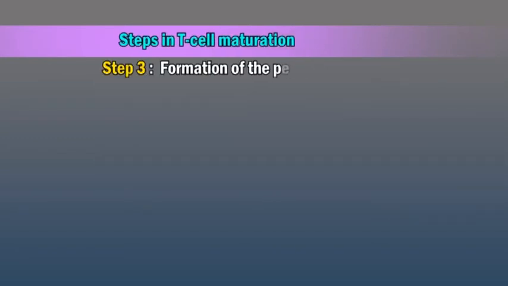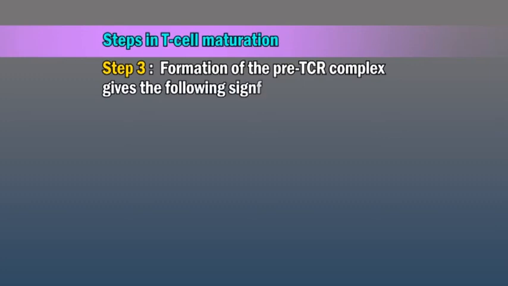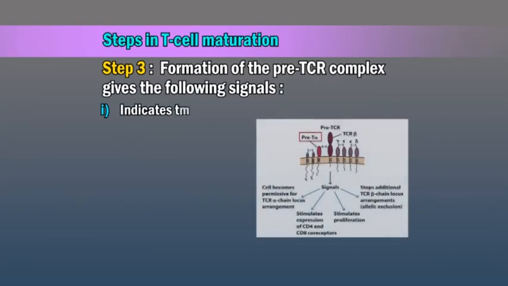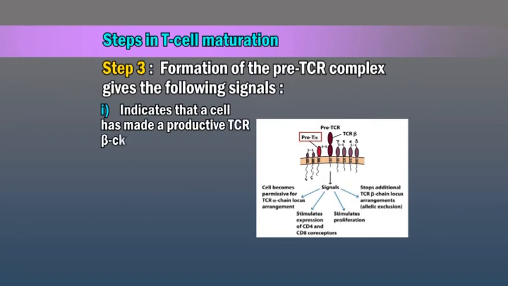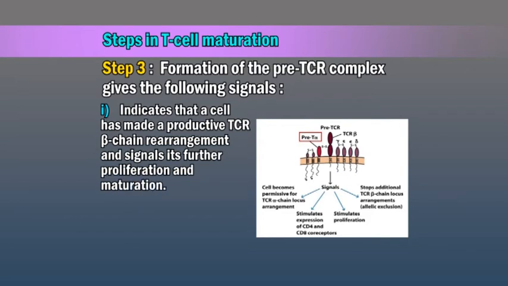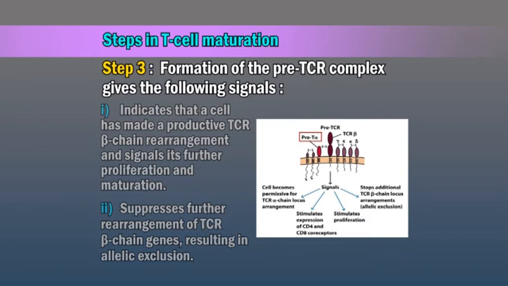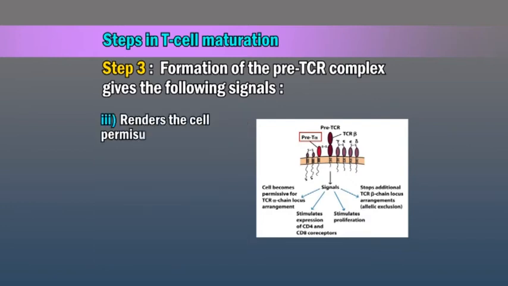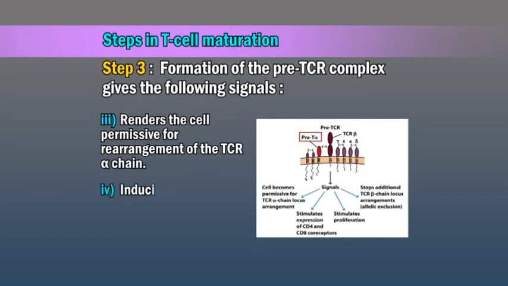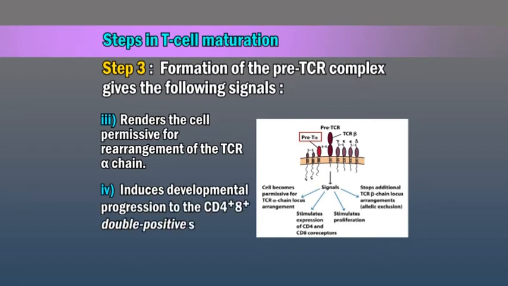Step 3. Formation of the pre-TCR complex gives the following signals. It indicates that a cell has made a productive TCR beta chain rearrangement and signals its further proliferation and maturation. It suppresses further rearrangement of TCR beta chain genes, resulting in allelic exclusion. It renders the cell permissive for rearrangement of the TCR alpha chain. It induces developmental progression to the CD4 positive, CD8 positive double positive state.